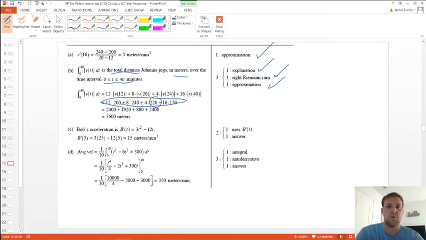Part C, the fact that we found the derivative, 3t squared minus 12t. And then the answer, just plug in 5 into that. And then D, we got a point for the correct integral, taking the correct antiderivative, and finally getting the answer of 350 meters per minute. Okay? So not a terrible problem.